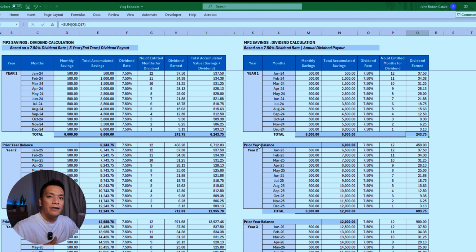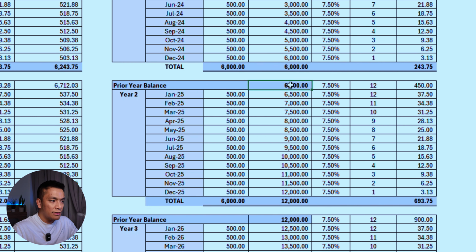Which means, ang maki-carry forward lang na balance sa second year ay kung magkano lang yung monthly contribution mo throughout the year, which is 6,000. So dito, 6,000 lang ang na-carry forward. At 6,000, mag-earn din naman siya ng additional interest na 7.5. So ang total dividend niya ay 450. And sa year 2, continue mo lang yung 500 monthly contribution mo. Ang magiging accumulated contribution na ay 12,000 plus the dividend earned during year 2 ay 693.75.